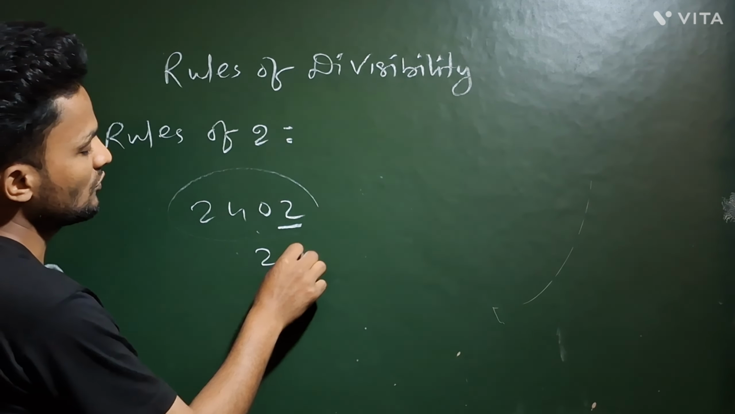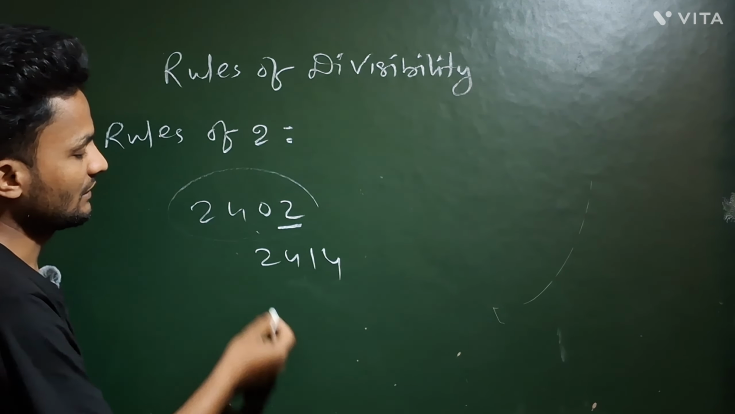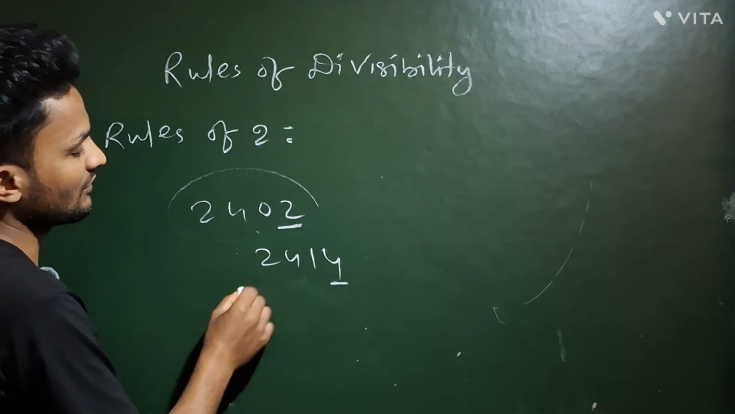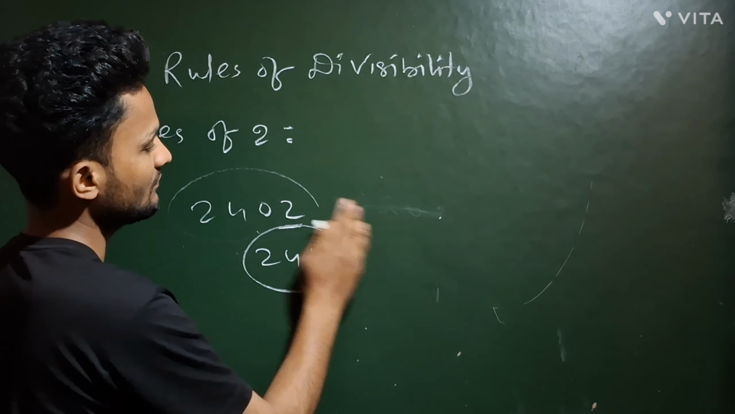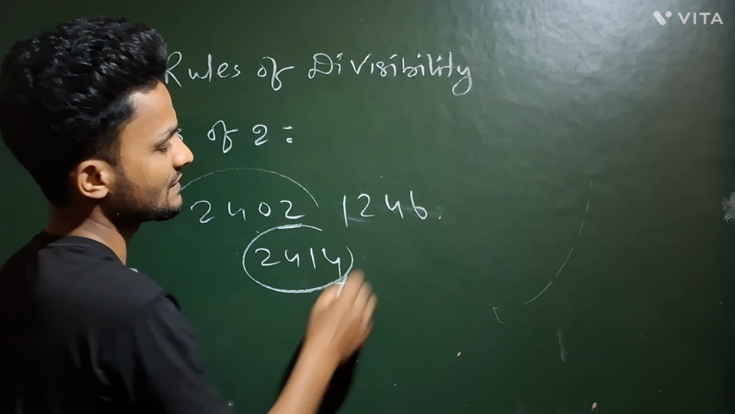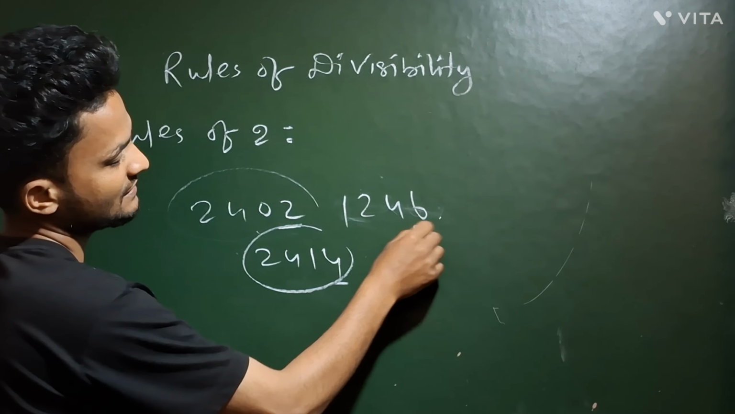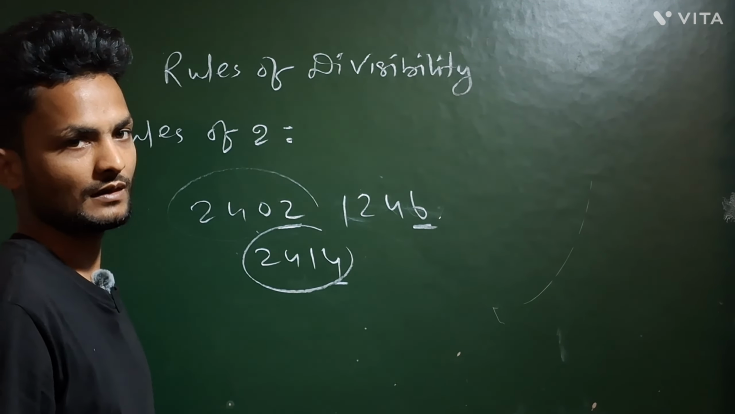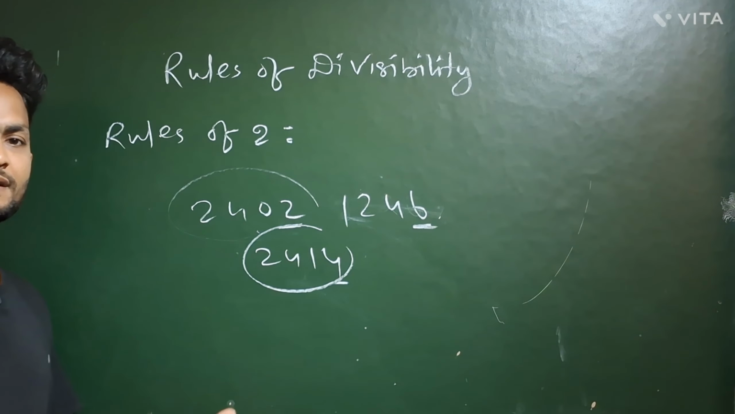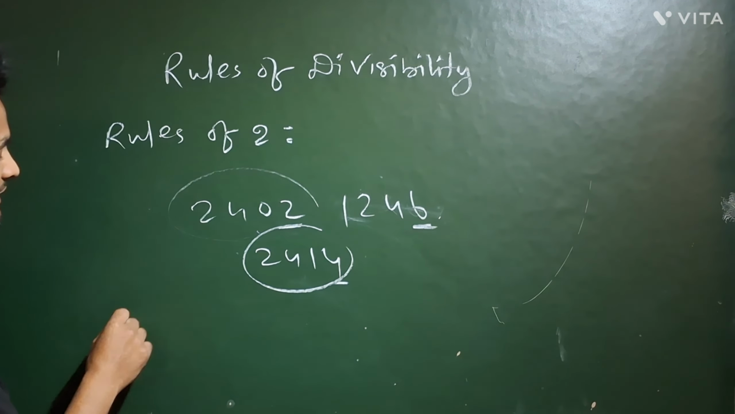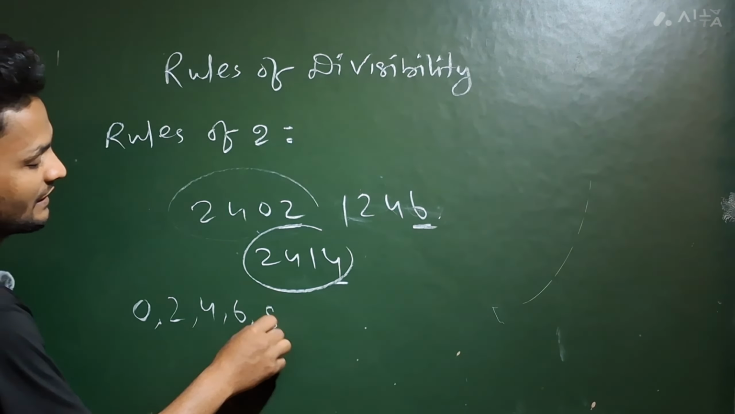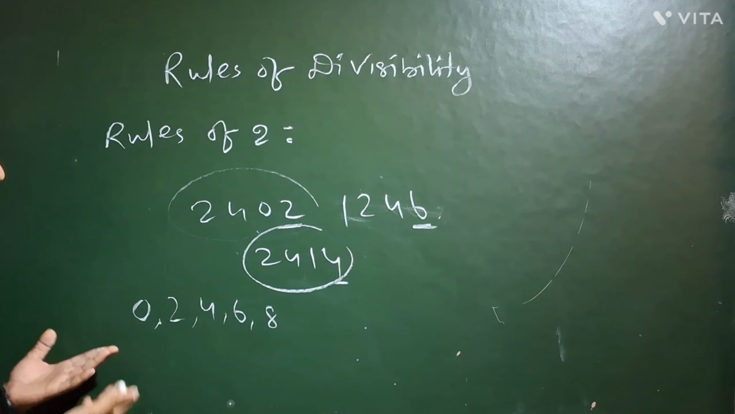Similarly, 2414. In this number, the last digit is 4 and 4 is divisible by 2. Therefore, the whole number is divisible by 2. Similarly, 1246. In this number, the last digit is 6 and 6 is divisible by 2. Therefore, the whole number is divisible by 2. In short, we will remember that if the last digit of a number is 0, 2, 4, 6 or 8, then the whole number is divisible by 2.